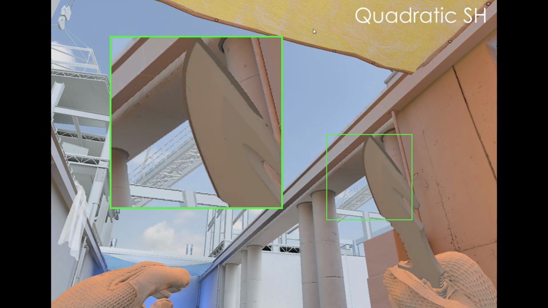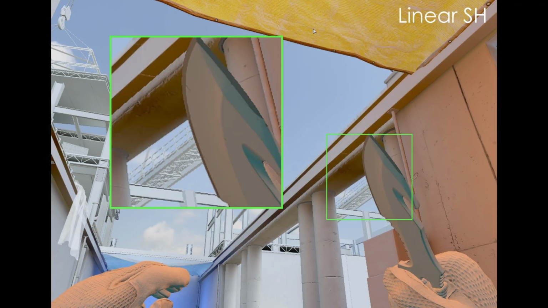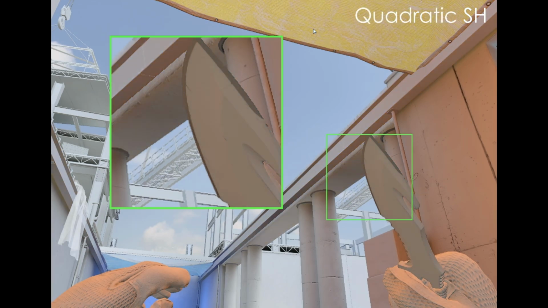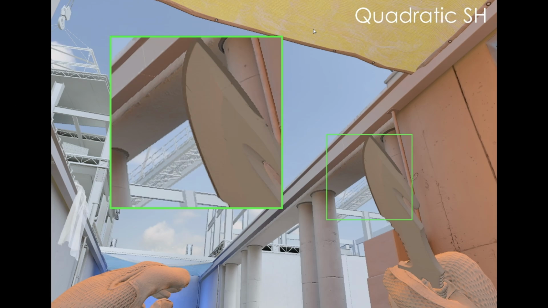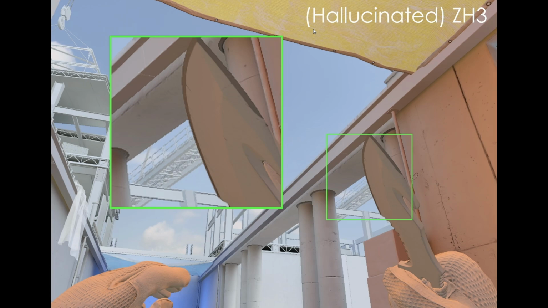Okay, one more time. I'm not touching it. So here's linear. Quadratic, we've added that one extra term. Hallucinate the ZH3. Oh, I lied here. That's full quadratic. So full quadratic's much better than linear. The same memory as linear, but hallucinating one extra term, and we get something shockingly close. I'm actually amazed at how well that works.